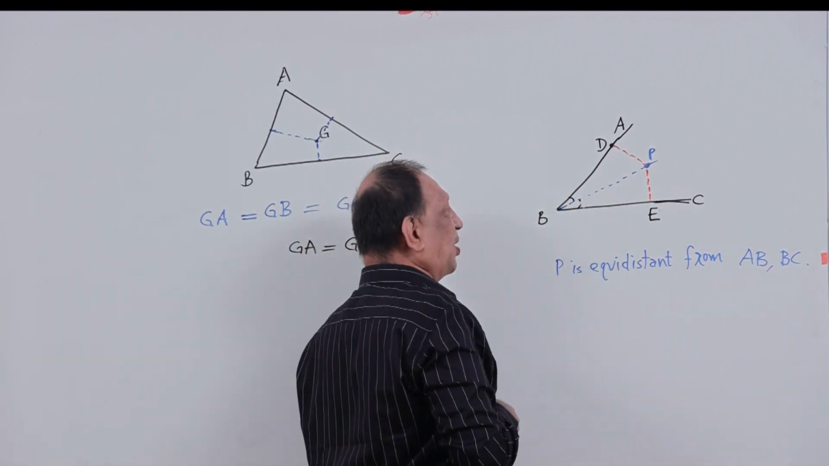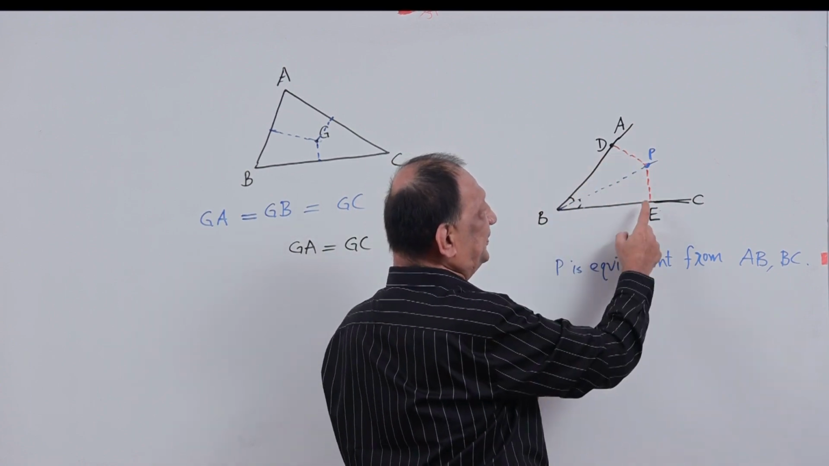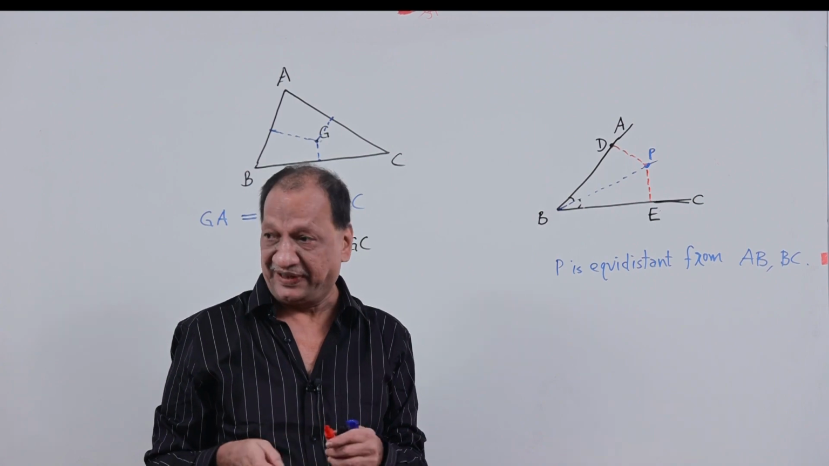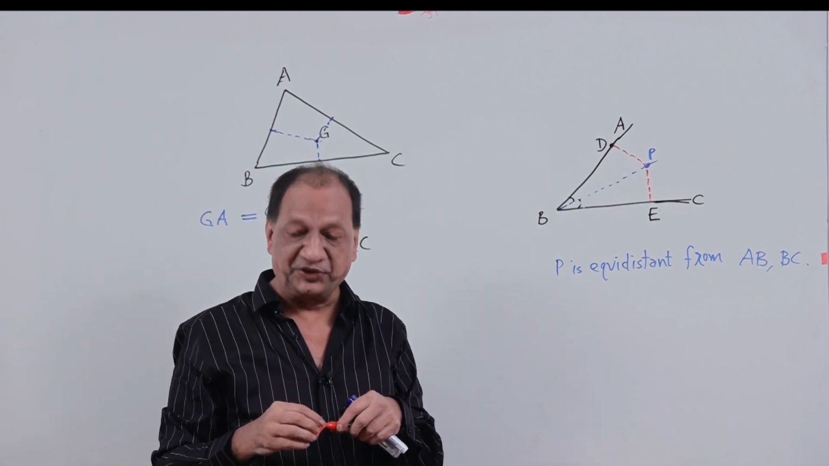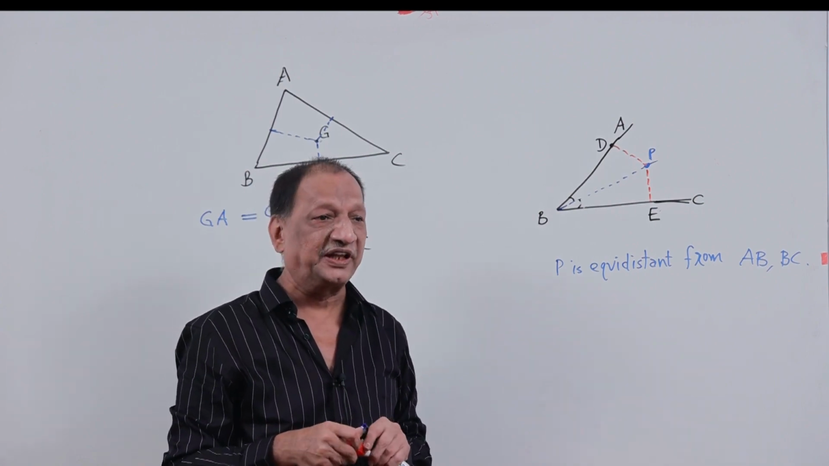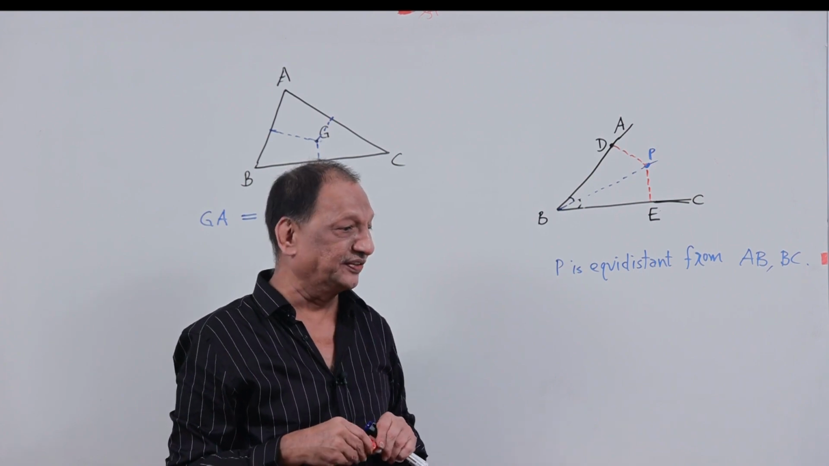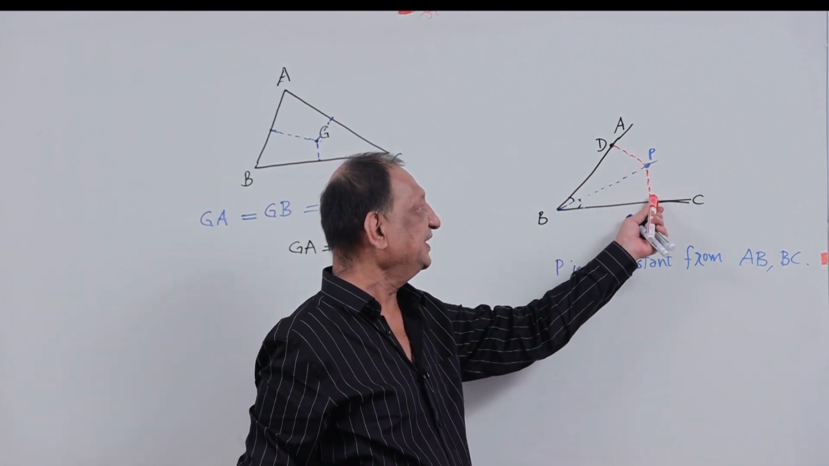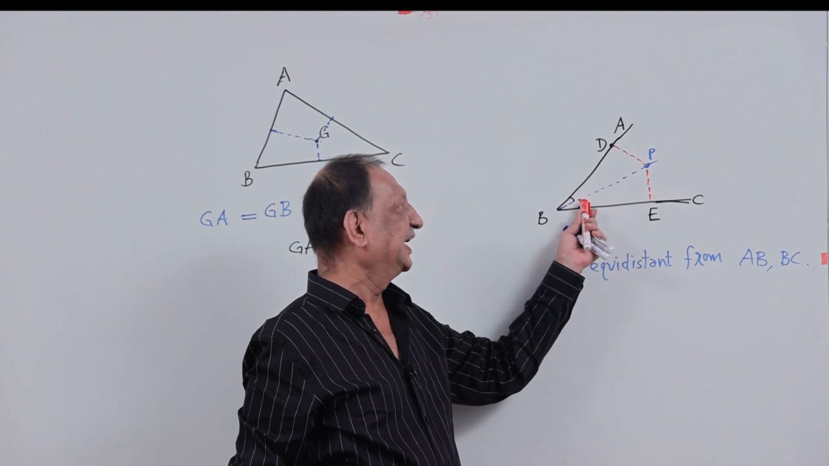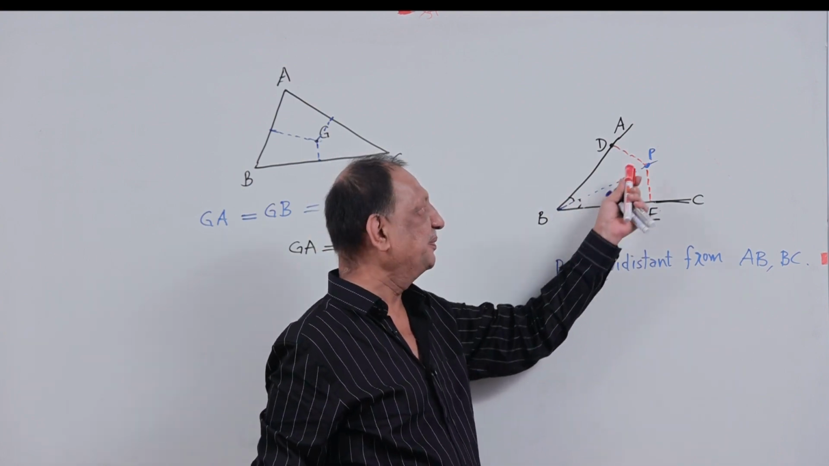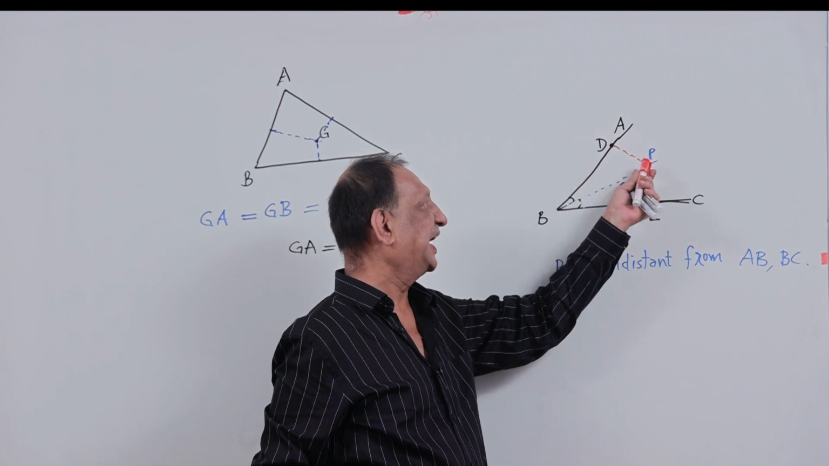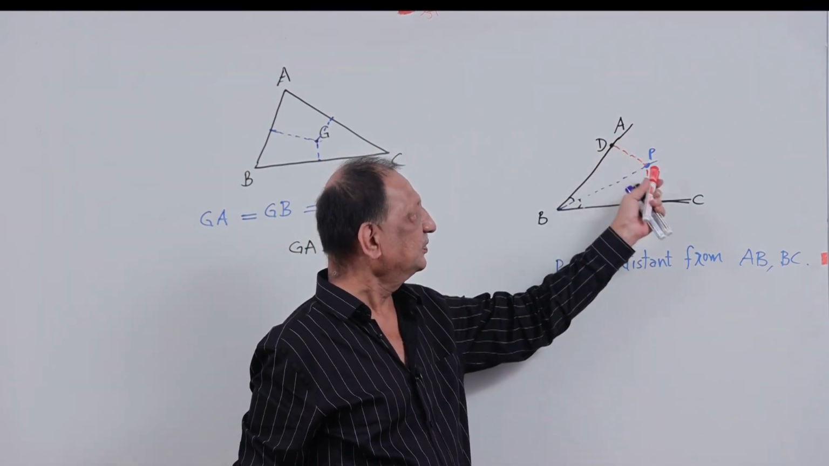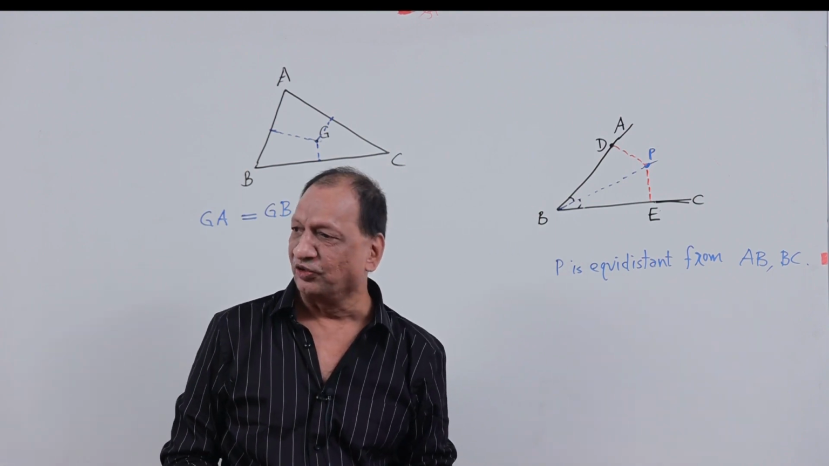In addition, they have a common side, which is BP, which is opposite the 90 degrees. It is a corresponding side which is the same for both. Therefore, these two triangles are congruent. That means all sides are equal. Therefore, PE, which is opposite the angle PBE, must be the same as PD, which is opposite the angle PBD. So, PD equal to PE is the conclusion.